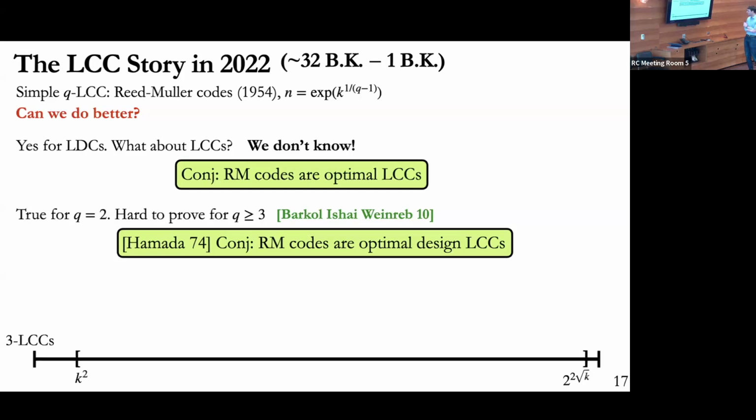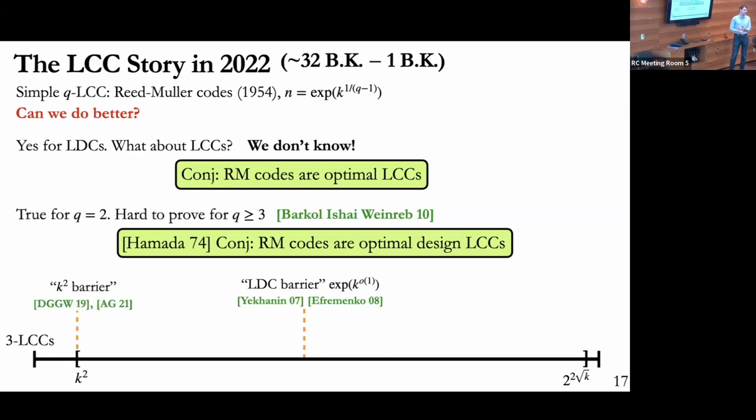Okay, so what we know for 3-LCCs is we have this absolutely massive gap between upper and lower bounds. And remember how I said the way we're proving lower bounds for LCCs is by giving up and proving lower bounds for LDCs. That approach has a provable barrier in the middle, where we have the construction for LDCs. So you're not going to be able to prove this conjecture or get anywhere close to it because of this barrier. We also have this technical barrier at k squared, though, as I mentioned, we can already go beyond it a little bit for locally decodable codes.